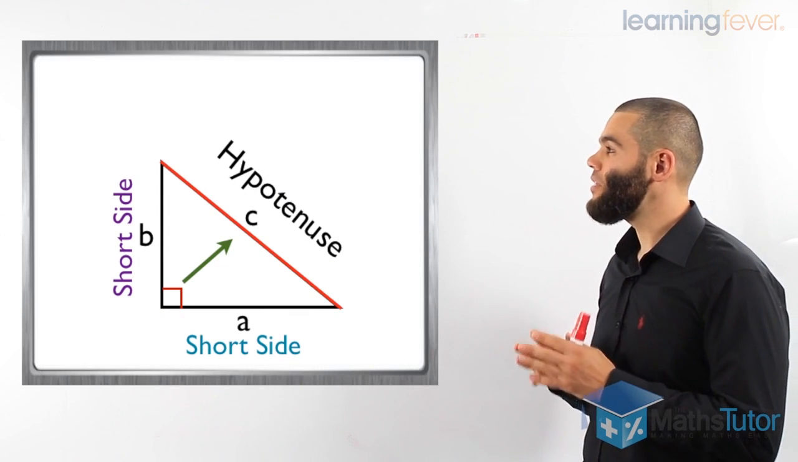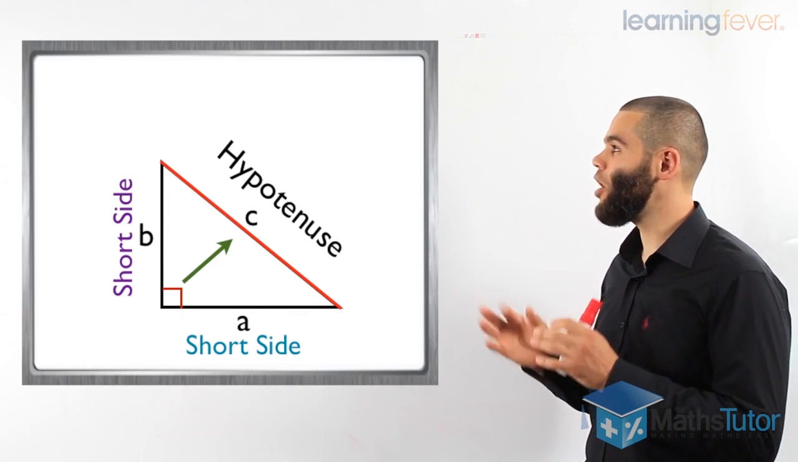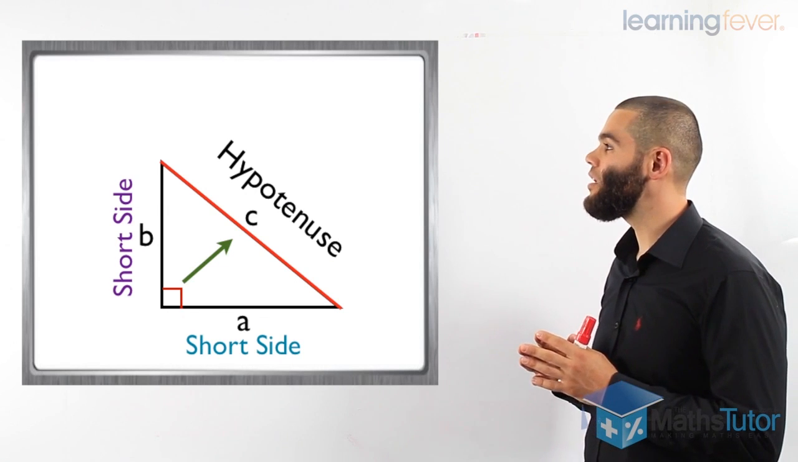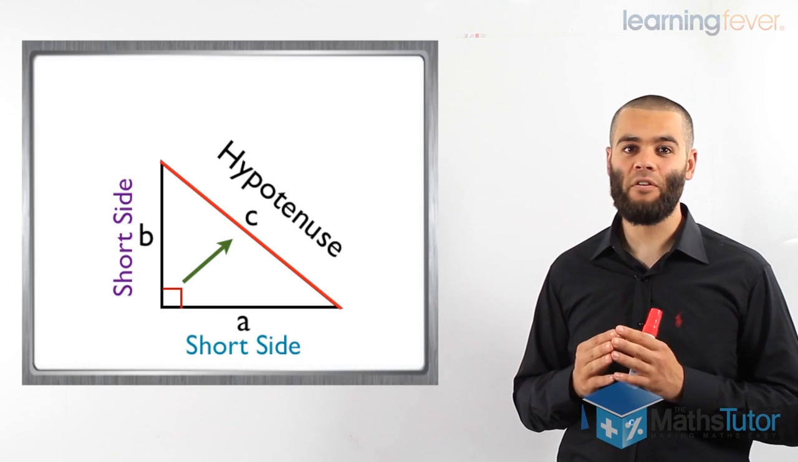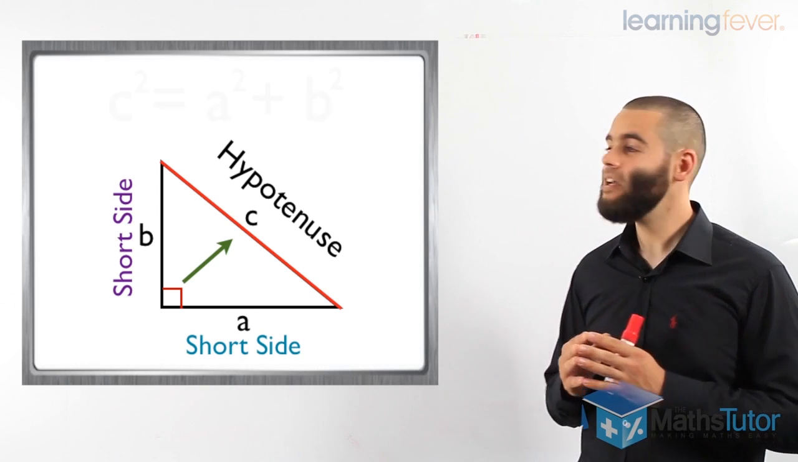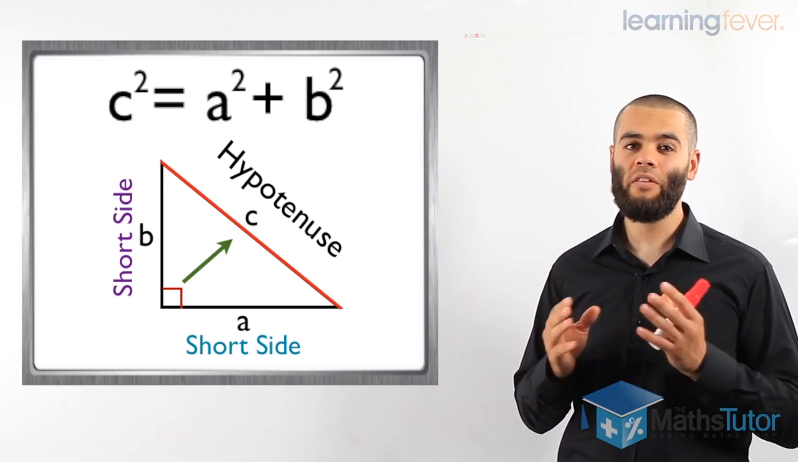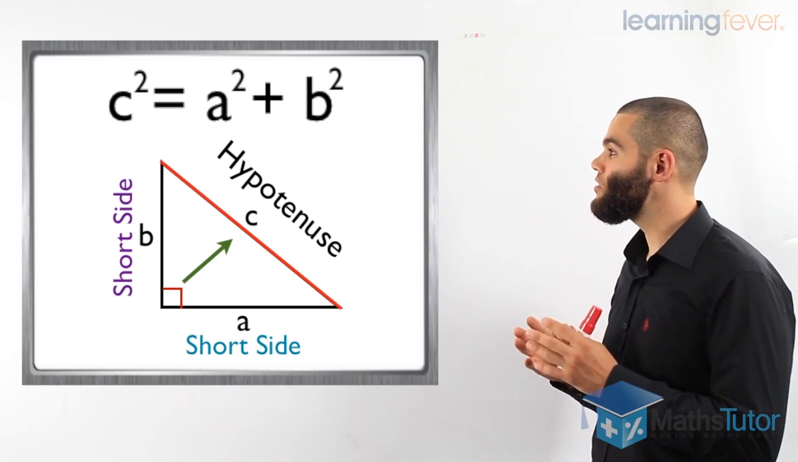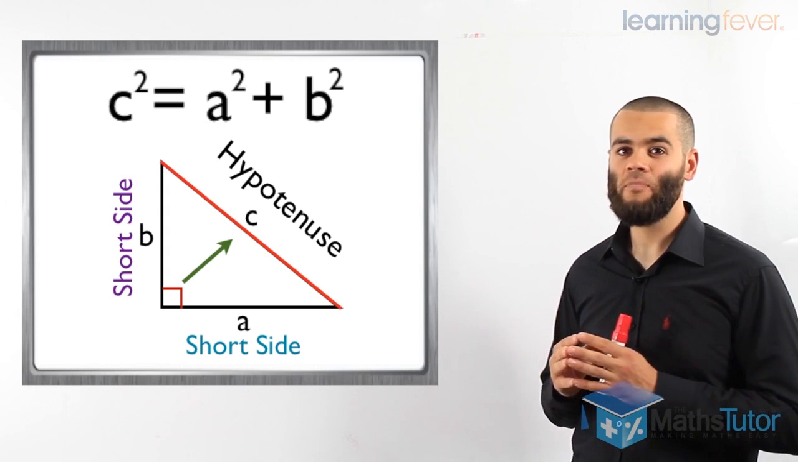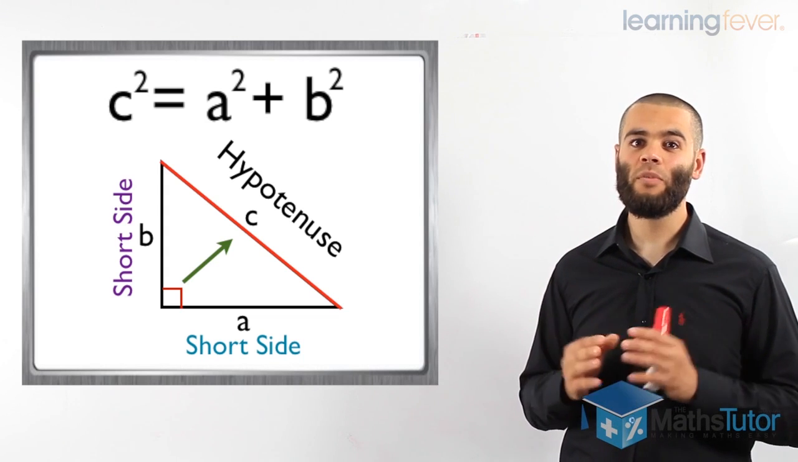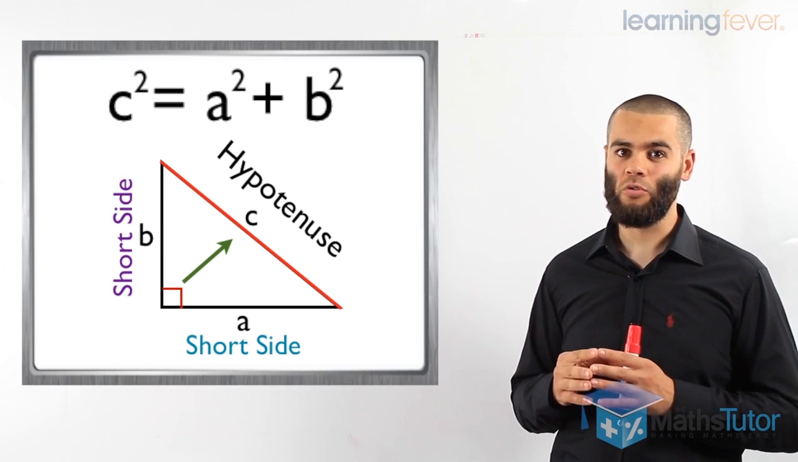Now we know that the hypotenuse is the side that is opposite the right angle. And we know that the formula that Pythagoras has actually found out is c squared equals a squared plus b squared, meaning the hypotenuse squared equals the other two short sides squared and added together. That's what we do, and that's the formula we use when we're working out the hypotenuse.